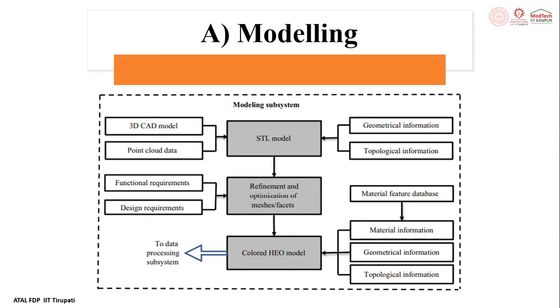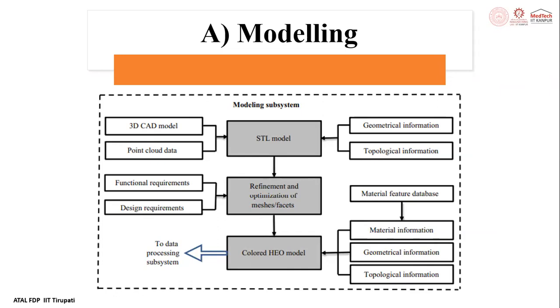If you see here, one is geometric information and the other is topological information. When you say geometry, it is about shape. Topology means it tries to give the XY coordinate points also. So material information, geometric information, topology information, all this information is very much required.